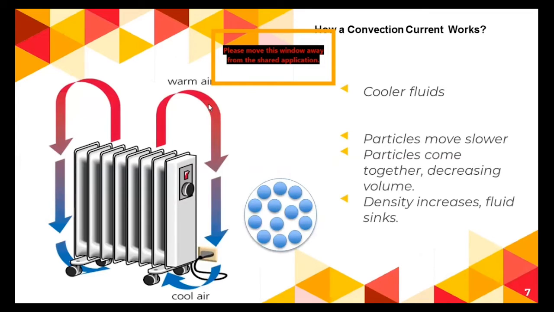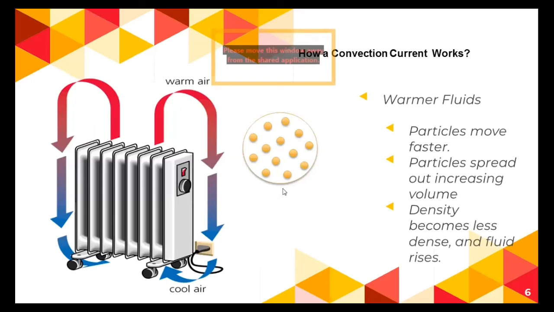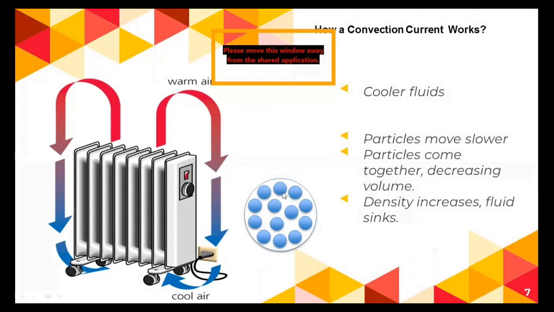But what about the cooler one? Now, when the warmer air goes up and touches the wall of the room, or why not the window, that has a lower temperature, it makes a circular motion and sinks. But why? Because in cooler fluids, particles move slower. Particles come together, decreasing the volume. Can you check the diagram again? So right here, particles are far apart, they have a greater volume and less density. What about the second diagram with cooler fluid, or air in this case, as we have cool air at the lower part of the radiator?